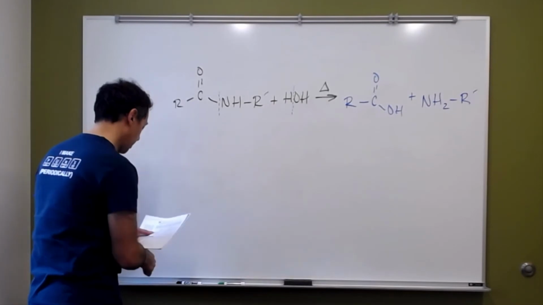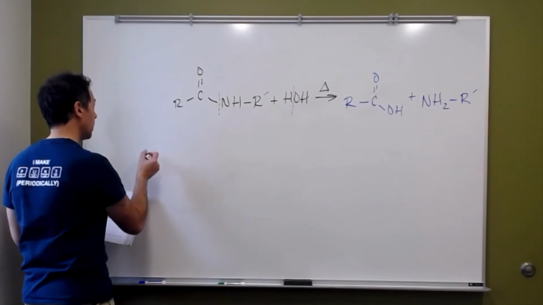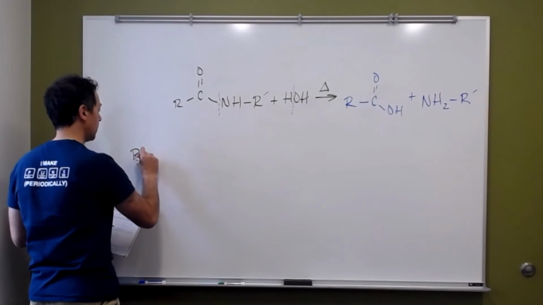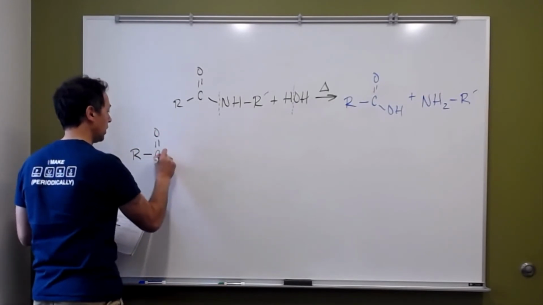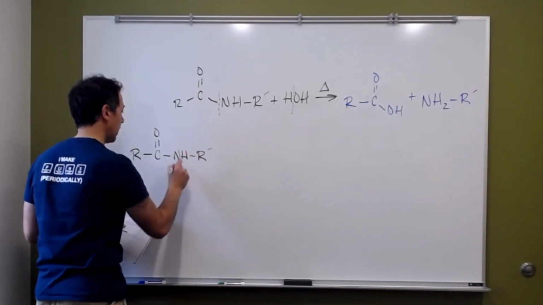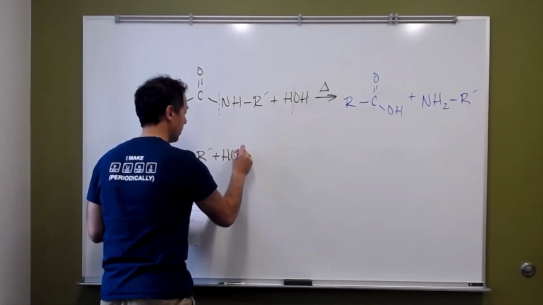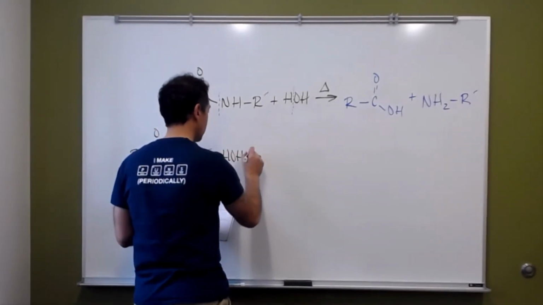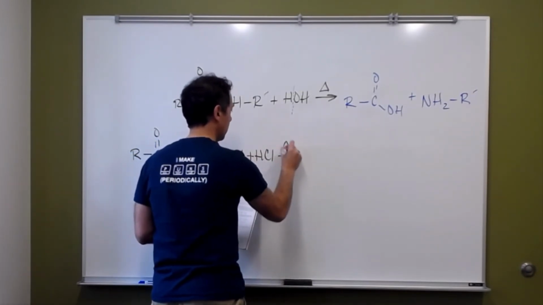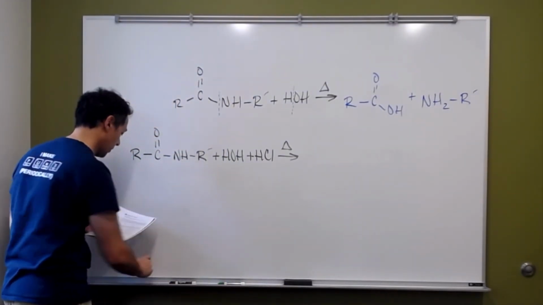So if I start out with the same thing here, R, then carbonyl, and then nitrogen like this. Then I'm going to add water to this, and then I'm going to add some hydrochloric acid. Then we'll put some heat in there. Okay, well, now what's going to happen? What are our products going to be here?